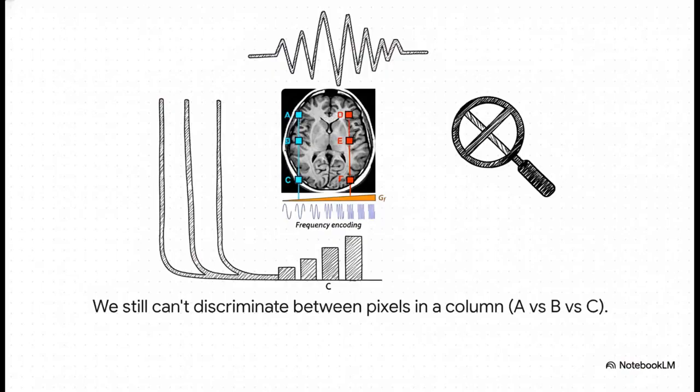Because our frequency encoding gradient only changed the field from left to right, all the protons in a single vertical column, like you see here with A, B, and C, are all sitting in the same magnetic field. They're all still singing the same note. We can't tell them apart. We know the total signal from that column, but we have no idea how it's distributed from top to bottom.